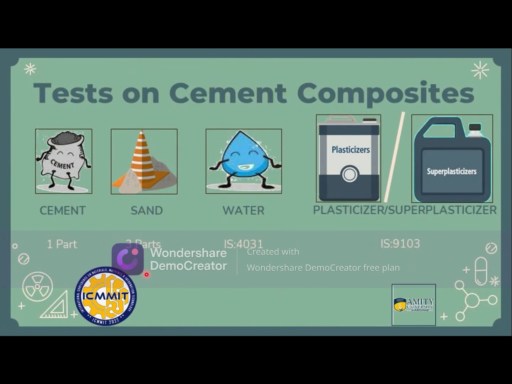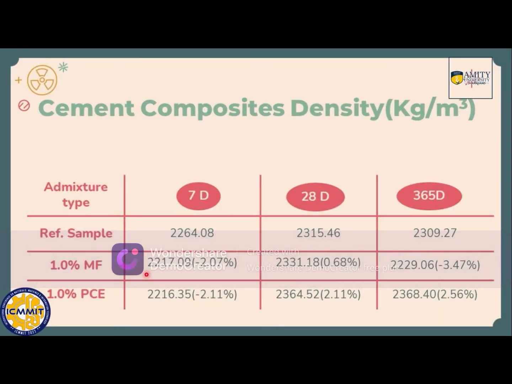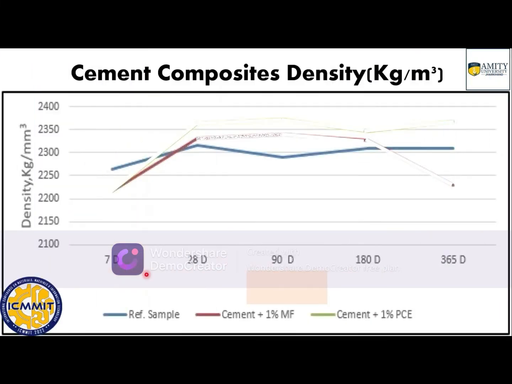Not very detailed. In my research, I have taken cement 1 part, sand 3 parts, water as per IS 4031, plasticizers as per IS 9103, and about the superplasticizer. The plasticizers means the first generation admixture. Now the water cement ratio is 0.4. Now the density I have got. See, this is the graph: 7 day, 28 day, 90 day, 180 day, 60 day.